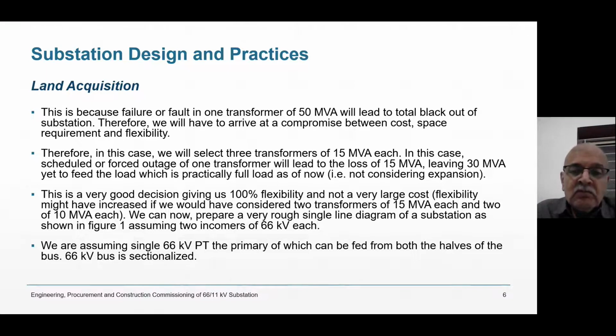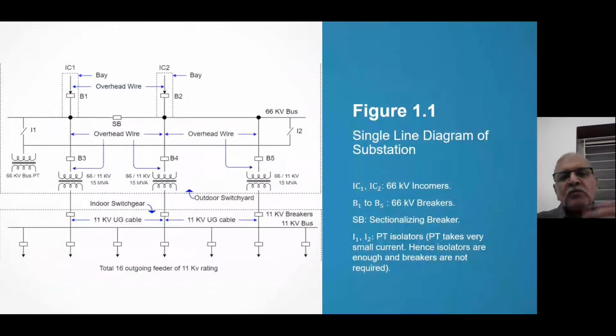So this is what I decide for 100% flexibility. And then I will have to have either a 266 kV PT or I can feed PT in a different way, that we will see. So this is what I am preparing, just a very rough single line diagram, to know what I will be doing.